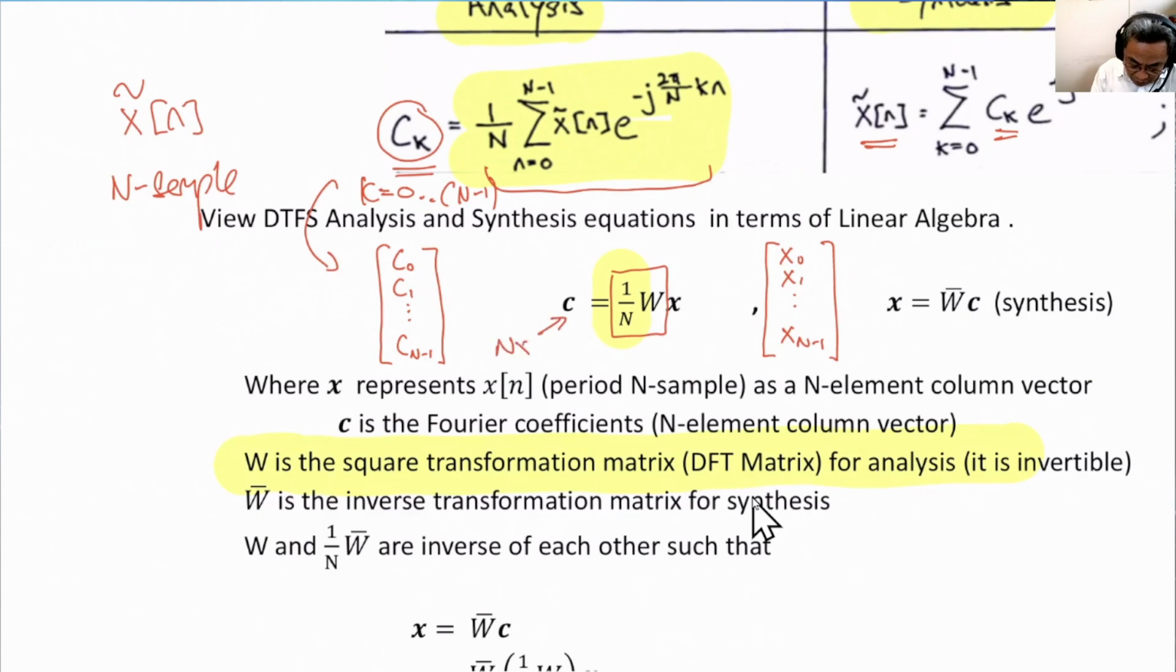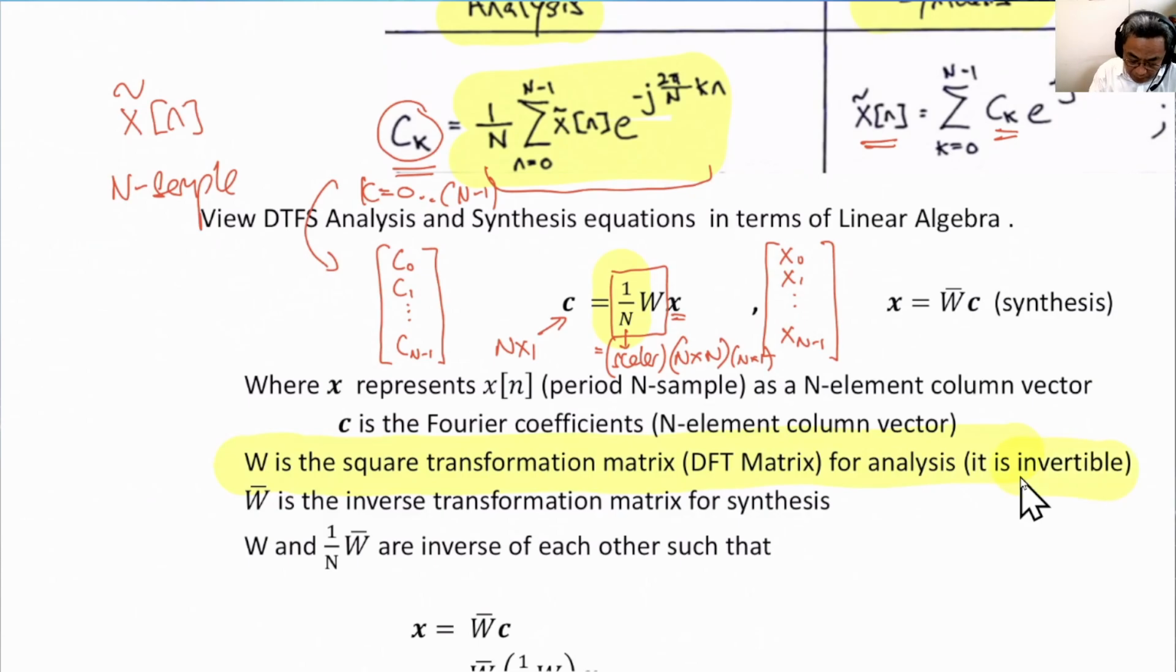Let us see the notation first. C is a column vector of n by 1. 1 over n is a scalar. W is a square matrix of n by n. And x is a column vector of n by 1. So altogether we have n by n times n by 1 will get n by 1. So the size matches. W is a DTFT matrix, and it is a square matrix because it's n by n. In addition, it is invertible.